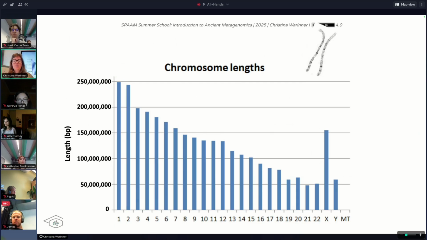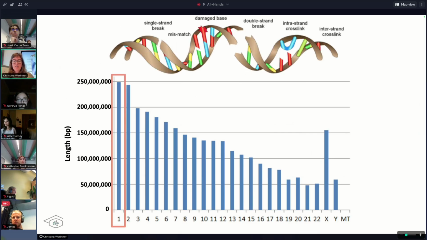And mitochondrial DNA is so tiny by comparison, it doesn't even appear on the chart. Let's take a closer look at chromosome 1. Remember, each chromosome is a single linear piece of DNA. That's amazing. 250 million bases, nucleotides in a single string. In order to maintain that, the cell has to constantly repair it as it acquires damage.